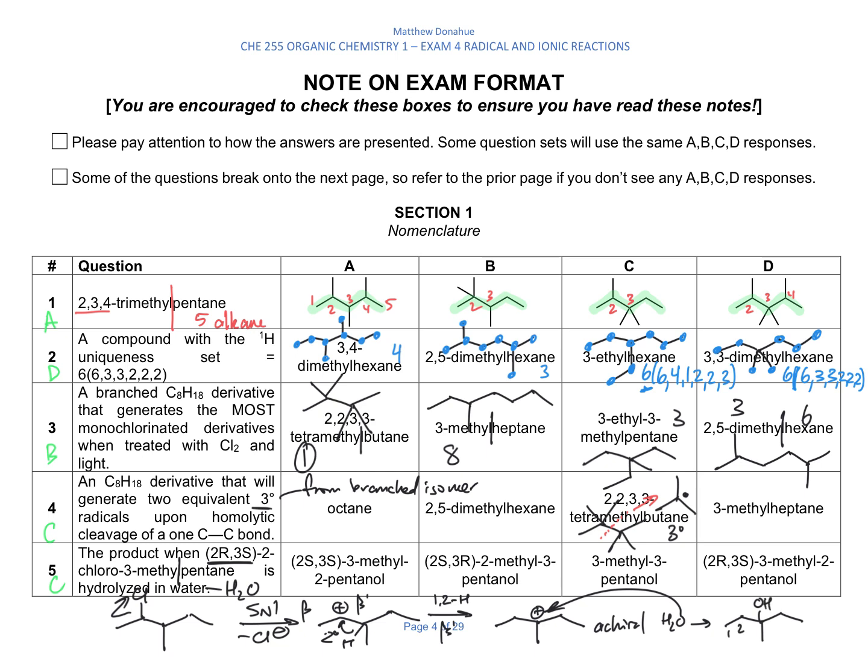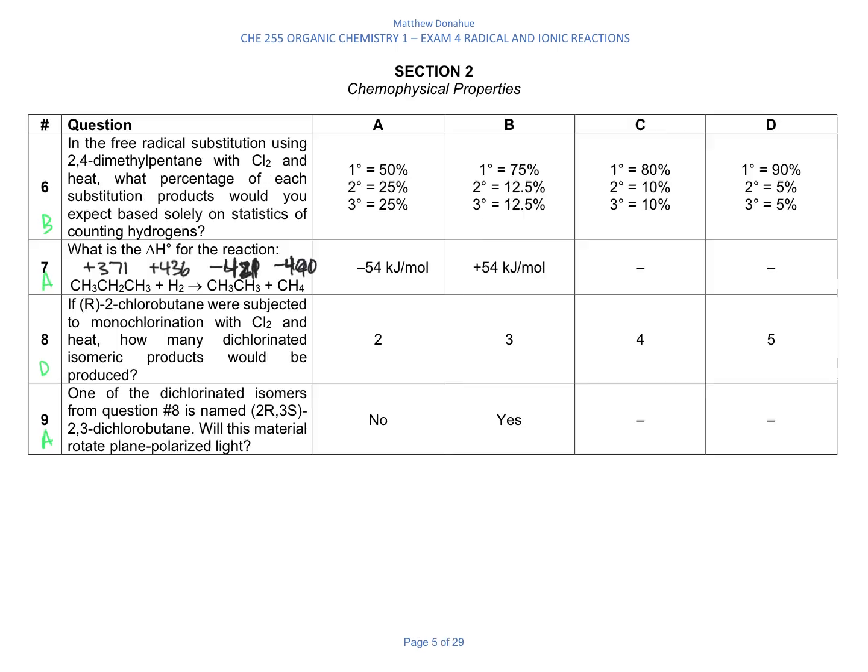So 1, 2, 3, 4, 5. That's your 3-methyl-3-pentanol shown here. So again, the stereochemistry that you were given to start with in the nomenclature is just a distractor under the SN1 conditions. So moving along to question 6 on chemophysical properties in section 2.